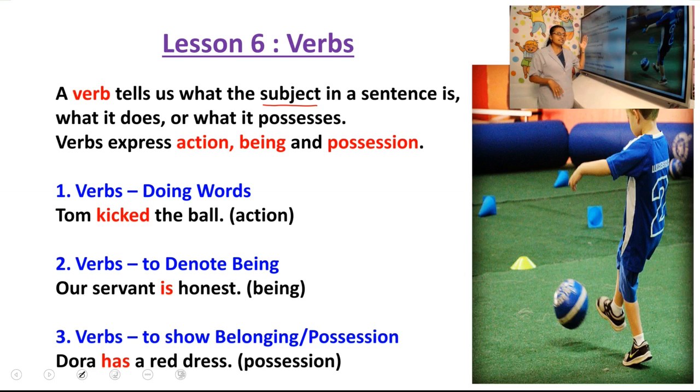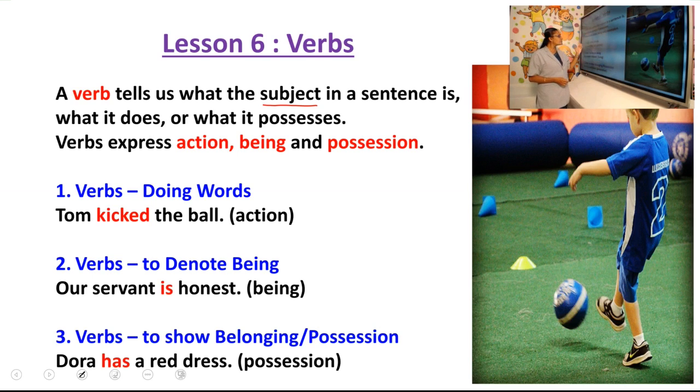So a verb tells us what the subject is, what the subject does, and what the subject possesses. Possesses means belongs or owns. Okay, see, verbs express action. Action means what the subject does. Being means state of being, what the subject is. And possession means what the subject possesses or what belongs to it. Clear?